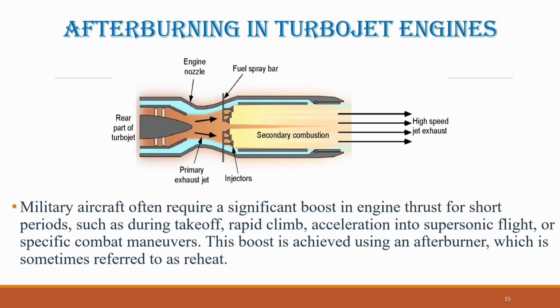The afterburner consists of several key components. Fuel spray bars inject the raw fuel into the exhaust flow coming from the engine core. Flame holders stabilize the combustion process, ensuring that the flame continues to burn steadily as it moves down the tailpipe. An adjustable exhaust nozzle is required for afterburner operation, usually with 2 or 3 positions, to manage the increased volume and velocity of exhaust gases safely.